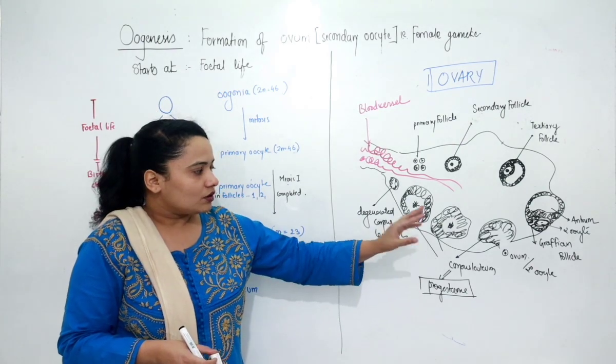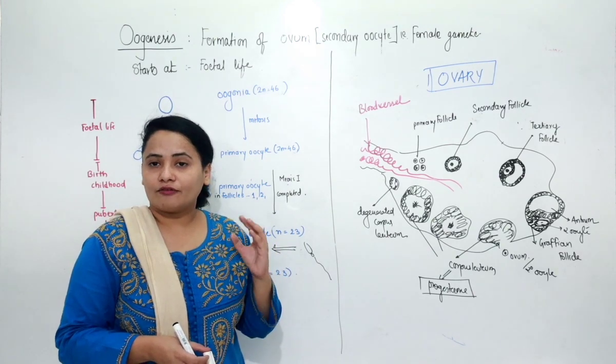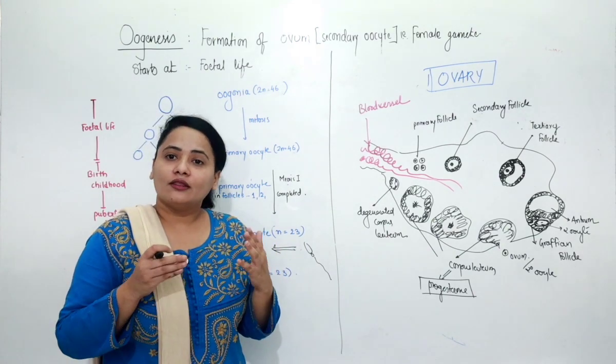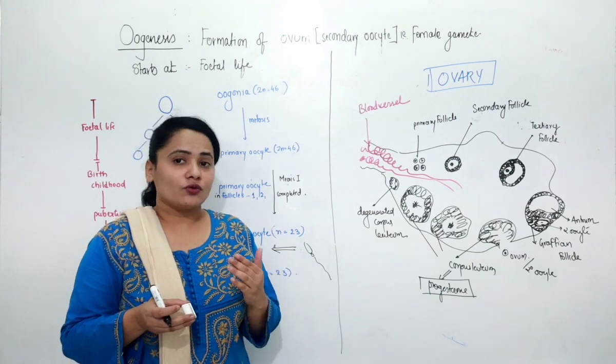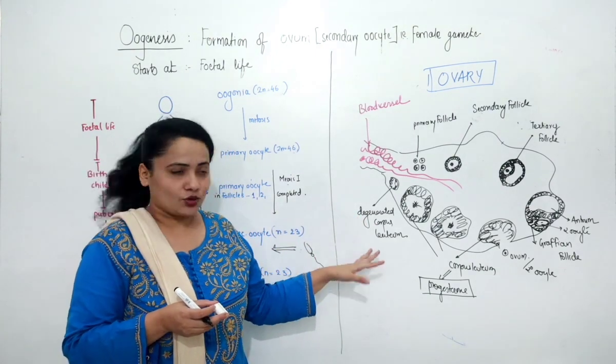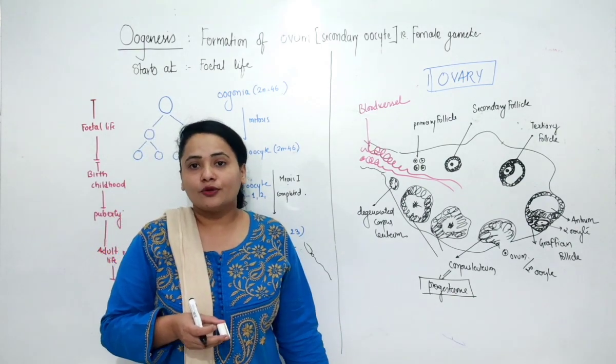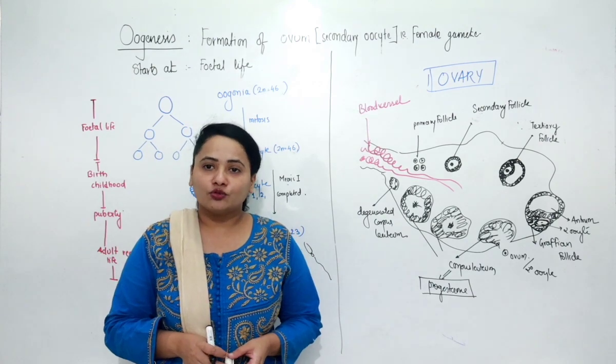Okay, so one point to remember, that ovulation takes place at the Graafian follicle stage, and at the end when the ovum is released, also known as the secondary oocyte, the Graafian follicle is getting converted into the corpus luteum, which is a temporary gland, and it secretes a hormone called progesterone. So this is all about oogenesis.